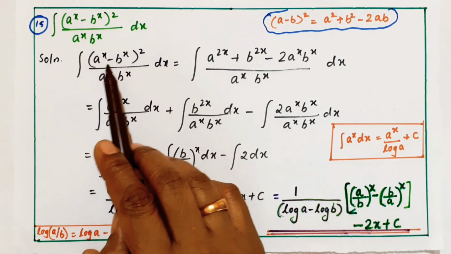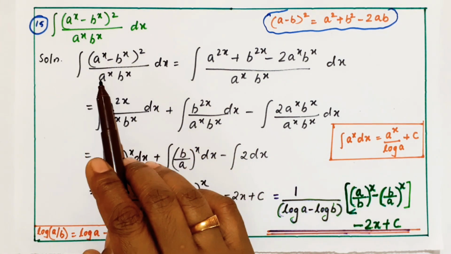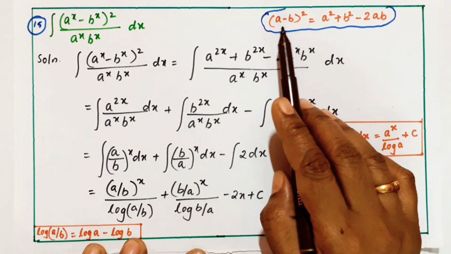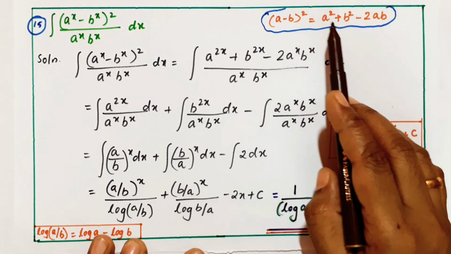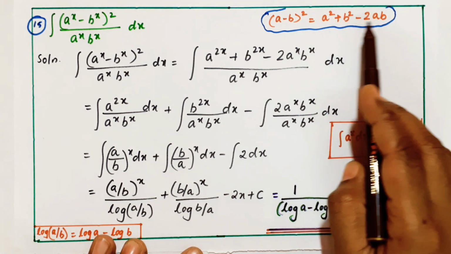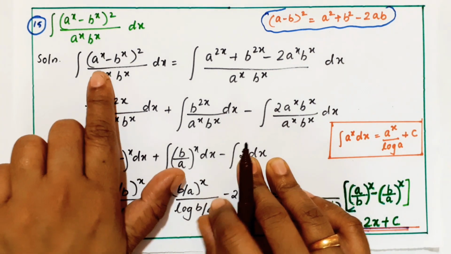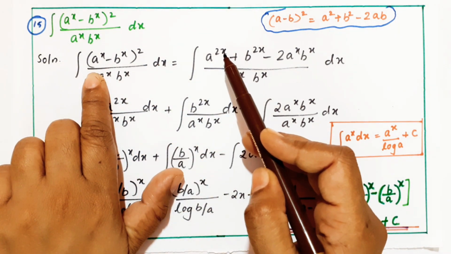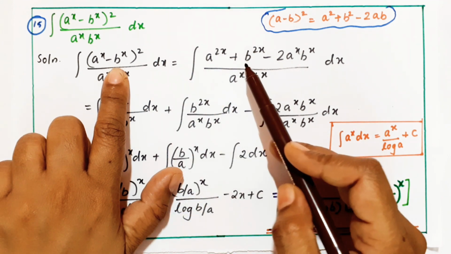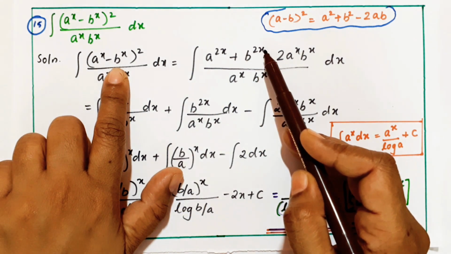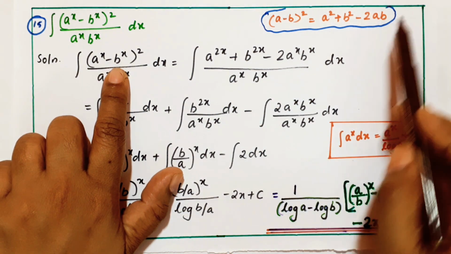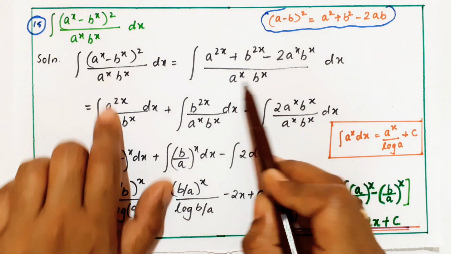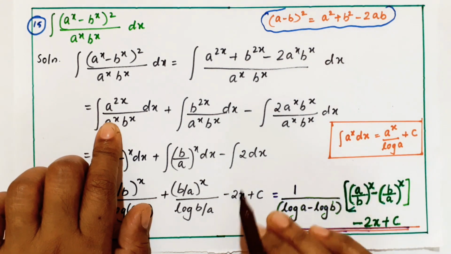Integral of (a^x − b^x)² divided by a^x b^x dx. Here I use the identity: what is (a − b) the whole square? a² + b² − 2ab. So in this case, what is a²? (a^x)² is a^(2x). (b^x)² is b^(2x), minus 2ab, that is 2a^x b^x, divided by a^x b^x dx.